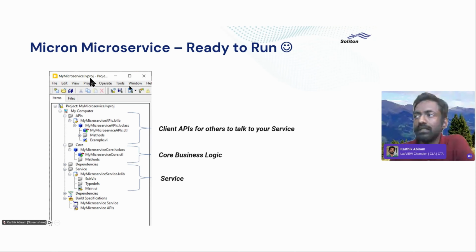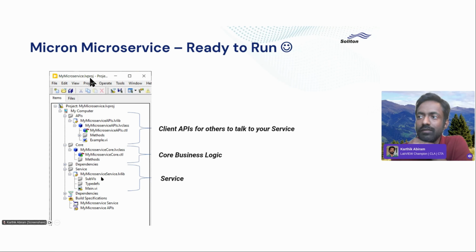It has 3 major portions. One is the client API. These are the APIs available for whoever is going to consume the service to talk to it. Then we have the core, which is where you want to have all your business logic. I always think the business logic should be independent of other frameworks, whether it is Micron or gRPC. Your core logic should ideally be in a class or library where you can easily write unit test cases for it.